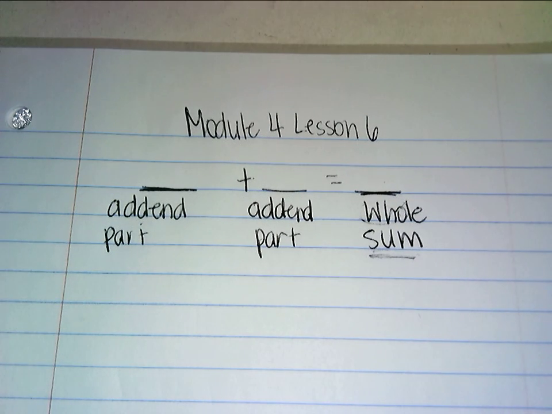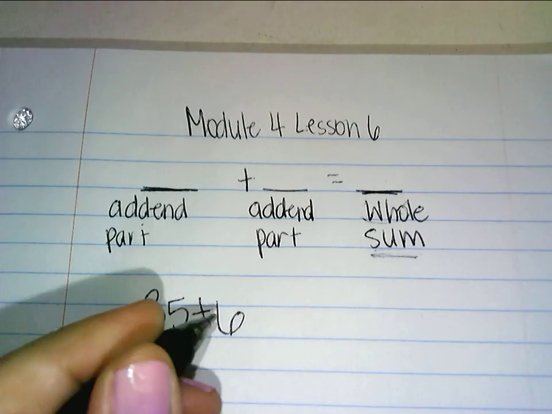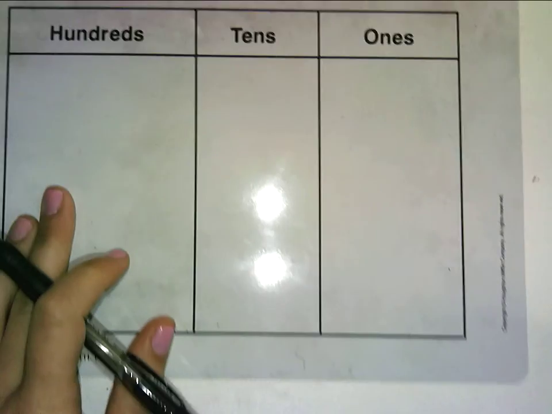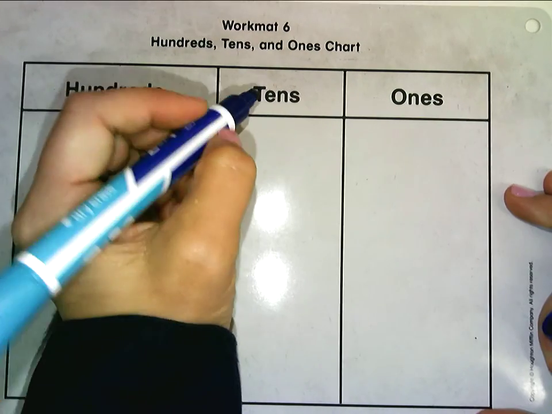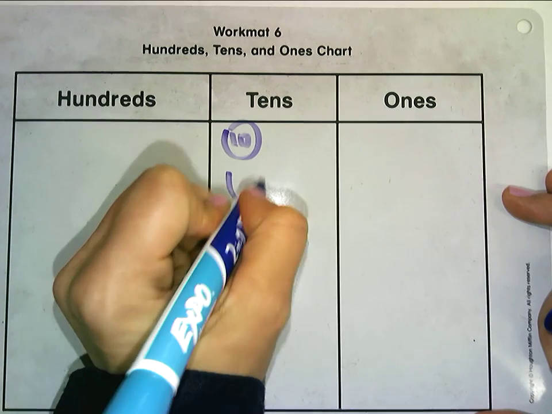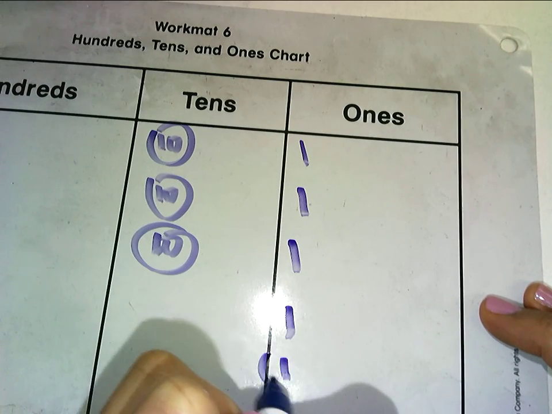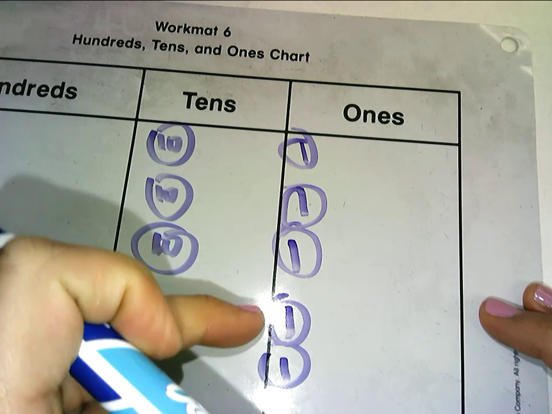All right? So you're going to have an equation. An example could be 35 plus 6. Okay? So let me show you on our place value chart. First, you're going to represent 35 using place value discs. So I have 35. 10, 20, 30, 31, 32, 33, 34, 35.